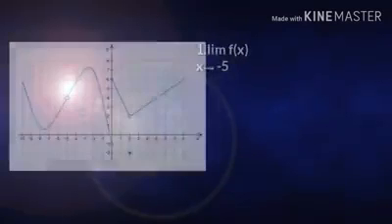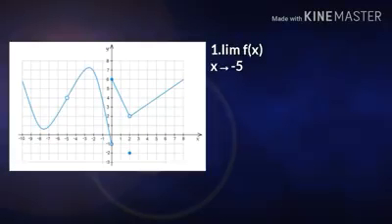Example number 2. Find the given limits in the graph. Number 1. Limit of f of x as x approaches negative 5. We can see here that as x gets closer and closer to negative 5, our f of x gets closer and closer to 4.